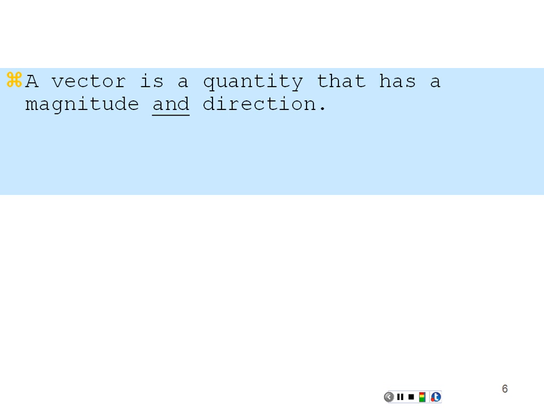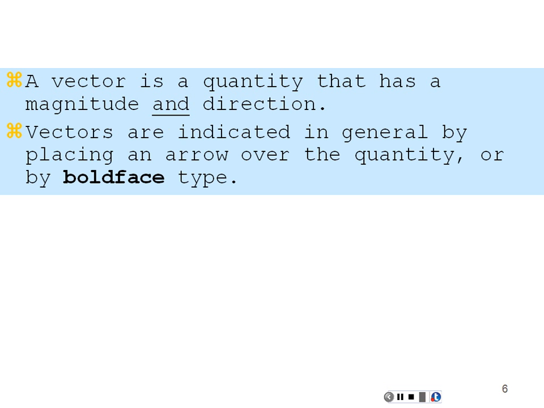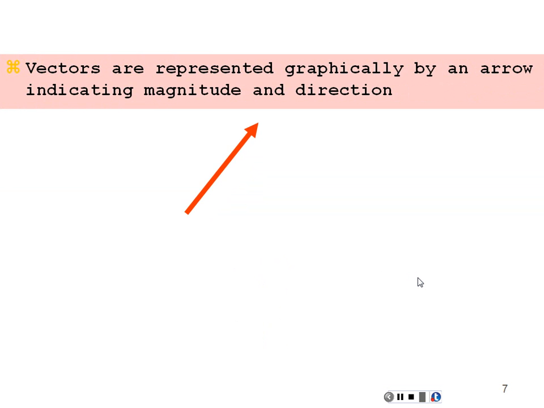On the other hand, a vector is a quantity that has a magnitude and a direction associated with it. Vectors are indicated in general by placing an arrow over the quantity or by using boldface type. So we would call this vector A, and we have to put an indication that it's a vector over the quantity, so it's vector A. Graphically, vectors are represented by an arrow. The length of the arrow gives us the magnitude, and the direction of the arrow from some reference point, in this case the positive x-axis, gives us the direction. So it's like a polar coordinate. You have a magnitude and an angle, and that is representing our vector.